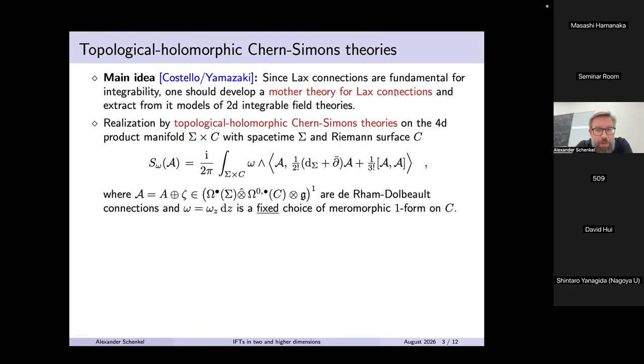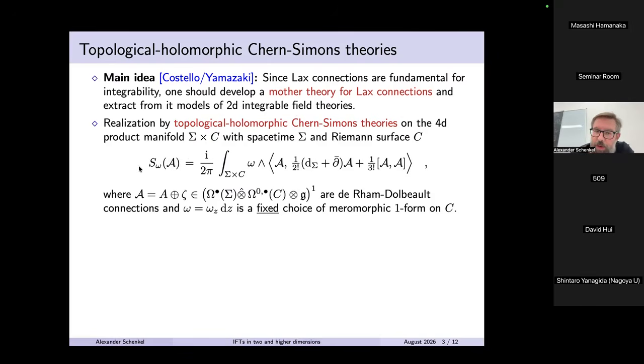And this mother theory can be realized by a topological holomorphic Chern-Simons theory. The manifold this theory is defined on is the product manifold consisting of space-time and the Riemann surface. So this is also a posteriori clear because you want to have a Riemann surface, so you have to plug it in as the input of your theory, and the gauge theory is defined on both the Riemann surface and space-time. Now, the action of this gauge theory, of this topological holomorphic Chern-Simons theory, is a bit strange.